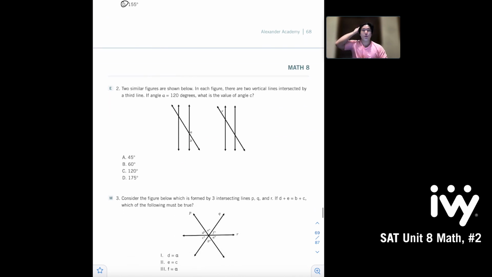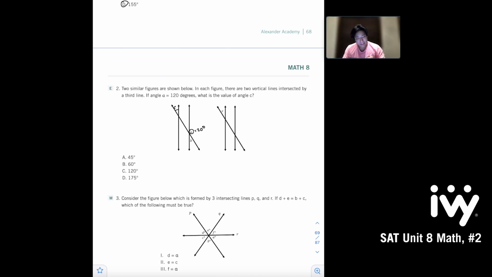Okay, question 2. Two similar figures are shown below. In each figure, there are two vertical lines intersected by a third line. If angle A is 120 degrees, what is the value of angle C? Here we have angle A as 120 degrees, and we are looking for this angle right here. This is the same thing as angle C.